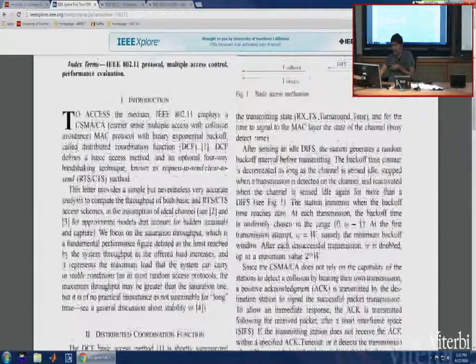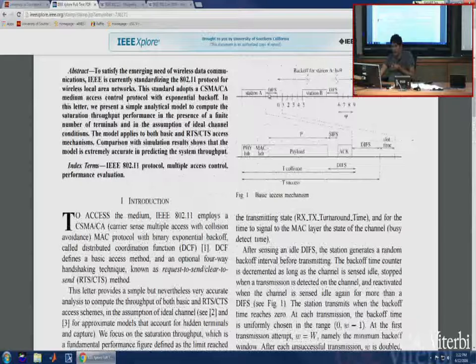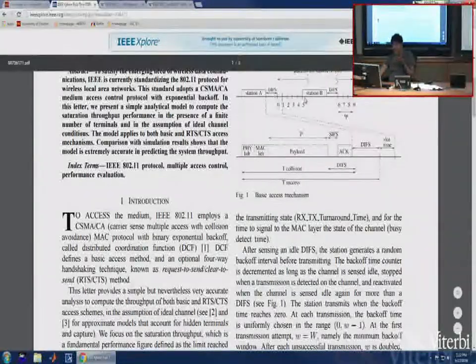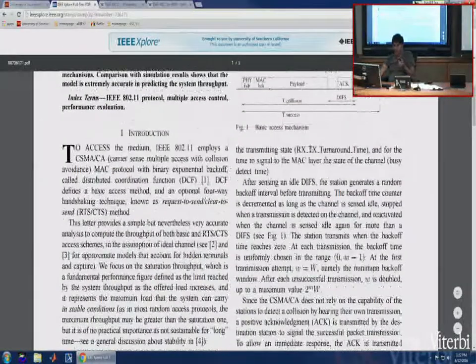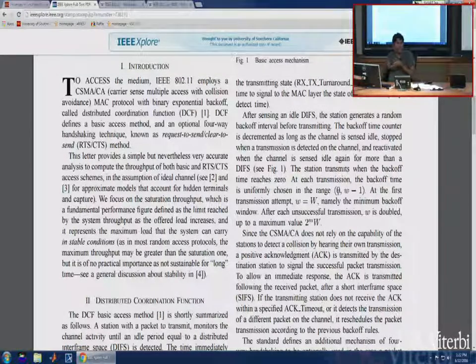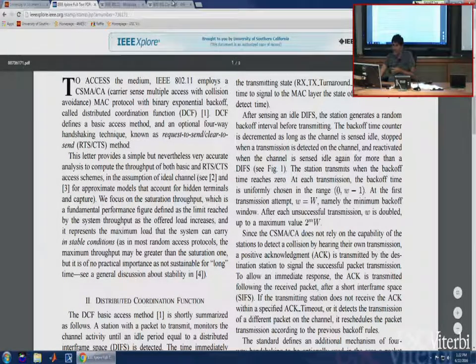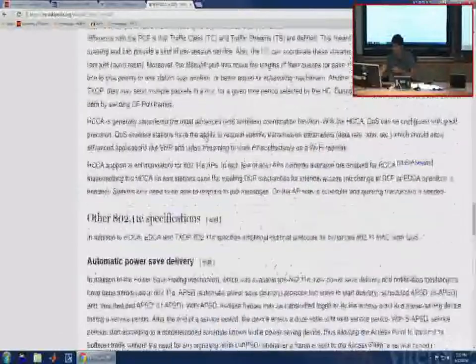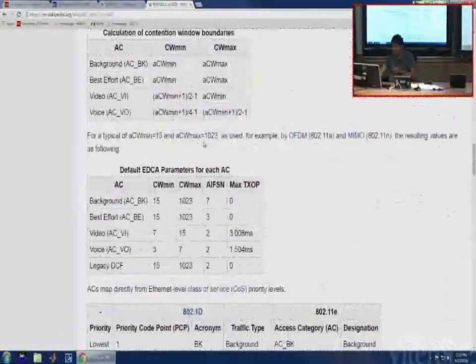So the backoff period itself: every time you send a packet, if you have another packet to send, that backoff period, I said, is chosen uniformly, and it's chosen in this range between 0 and W minus 1, where W is the current contention window, right? And what I mentioned before is that in 802.11, they have this notion of stages, and you will double every time you're experiencing a collision.